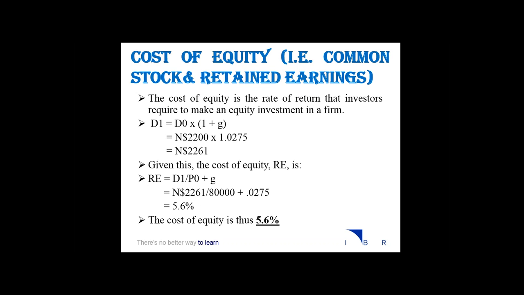And then the last calculation that we did is cost of equity or common stock and retained earnings. And as you can see, the cost of equity is given here, is 5.6. I'm not very sure whether it's a good value, but it's not quite clear in the mandatory readings.